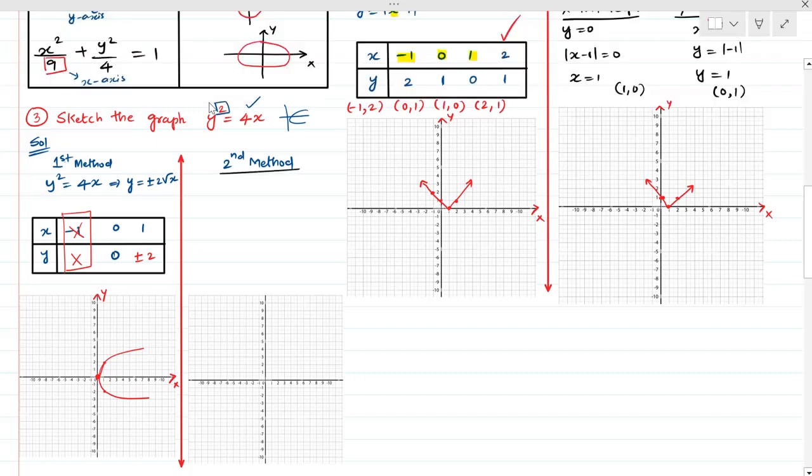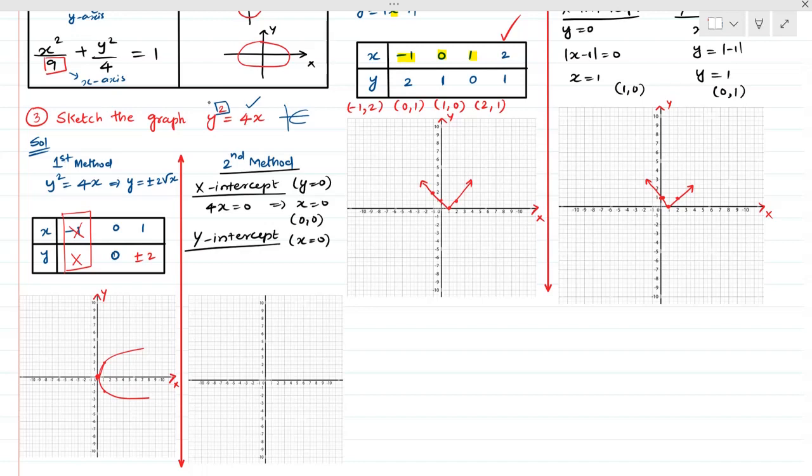So I calculate the y-intercept and x-intercept. For the x-intercept, put y equals 0. When I substitute y equals 0, 4x is equal to 0. Therefore, x is equal to 0. You will get the origin 0, comma 0. What is the y-intercept? Put x equals 0. When I substitute x equals 0, you will get y equal 0. So it is again the origin.